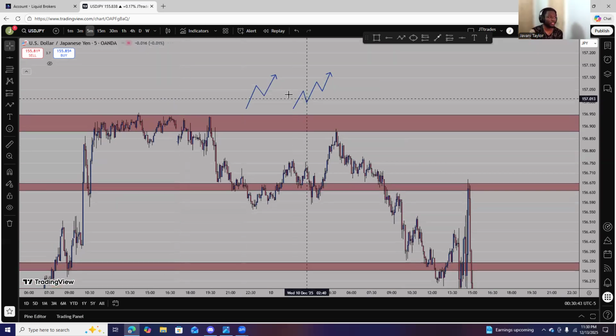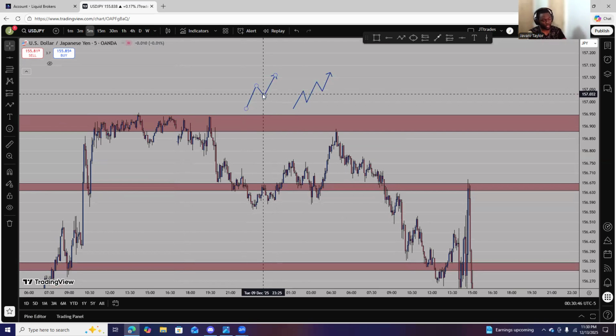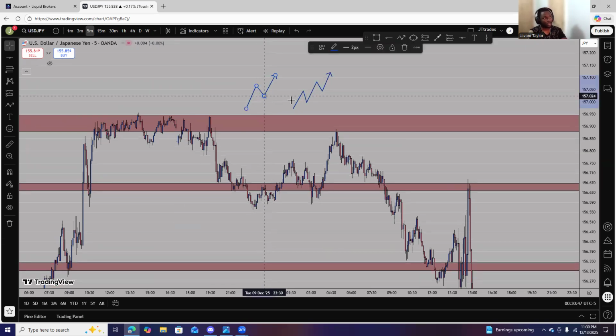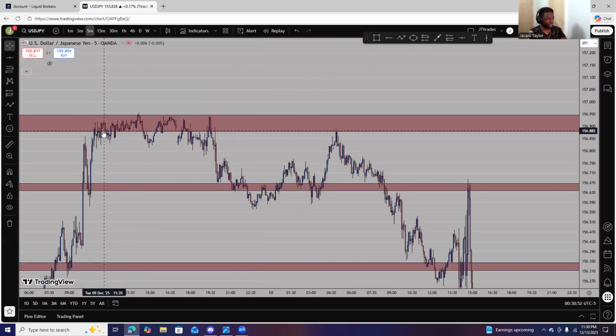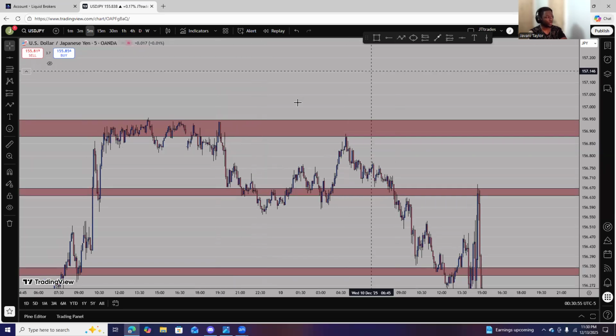Whenever the market hits your rejection areas and starts coming down, you want to start looking for sells. So let's say we hit this rejection area right here, right? Now what you want to look for is the market to shift structure.